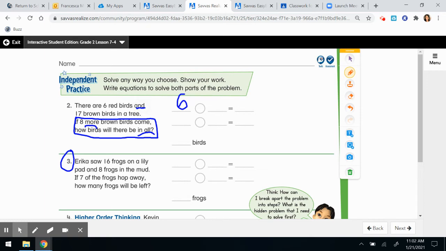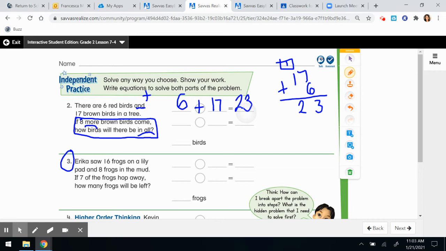and remember I said that word and means you're going to add 6 plus the 17 brown birds. We could count that on. If you want, you could regroup over here, do 17 plus 6. Or you could just do 17 in your head and count on. 7 plus 6 is 13. 1 plus 1 is 2. So in all, there's 23 birds.